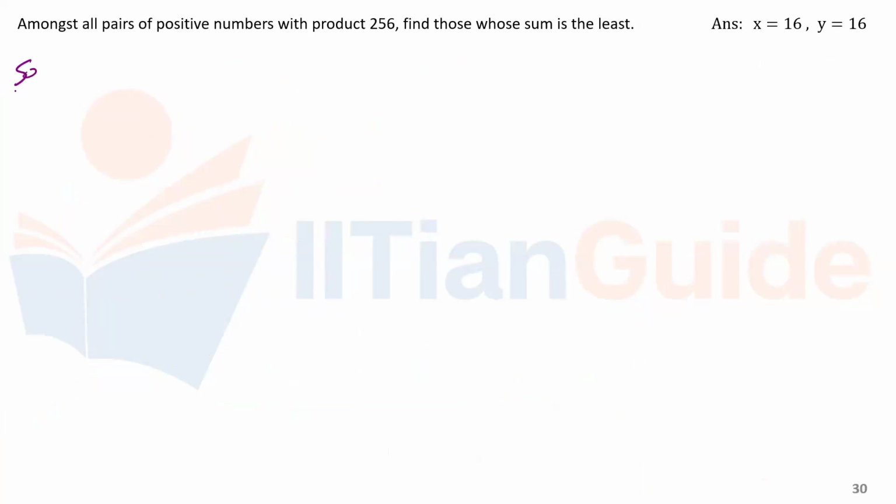Now we have this question, simple question. Amongst all the pairs of positive numbers whose product is 256, find the pair whose sum is least. Product he has given 256. I am taking a number x and a number y. I am writing x into y is 256. Product is constant, and he is asking sum, that is x plus y, is least.